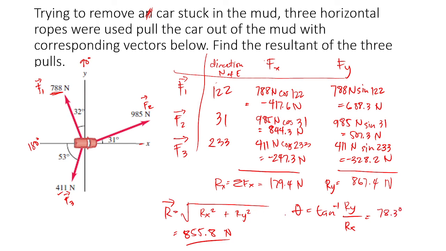So, meaning to say, magiging direction niya is somewhere papunta rito. Ang R natin will be 855.8 newtons, 78.3 degrees north of east. Okay, so that will be our resultant. That will be the resultant of our three forces.